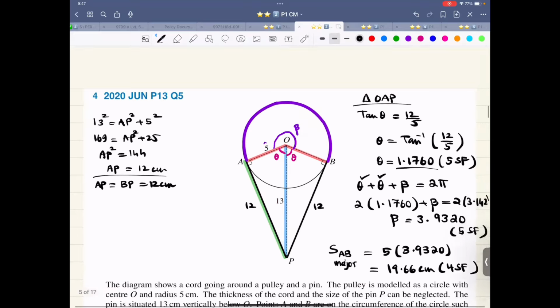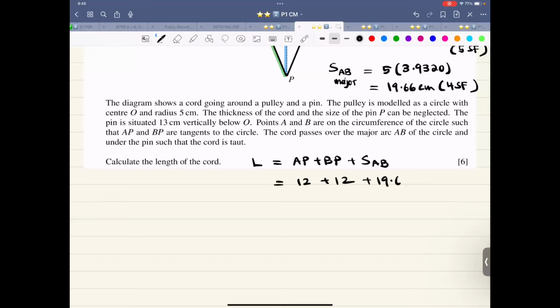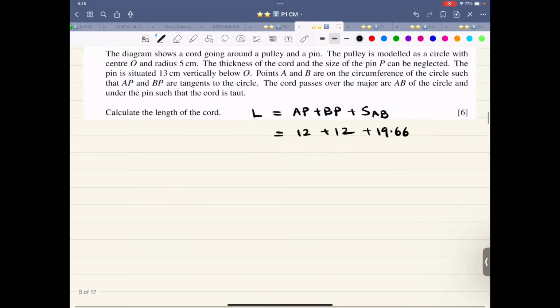And then what's the last thing? That is the length of the chord. The length of the chord is AP, BP, arc length AB, that is 12 plus 12, and this is 19.66. So let me add it. 19.66 plus 12, that's 24. That is 43.66. And that comes out to be 43.7 centimeters.